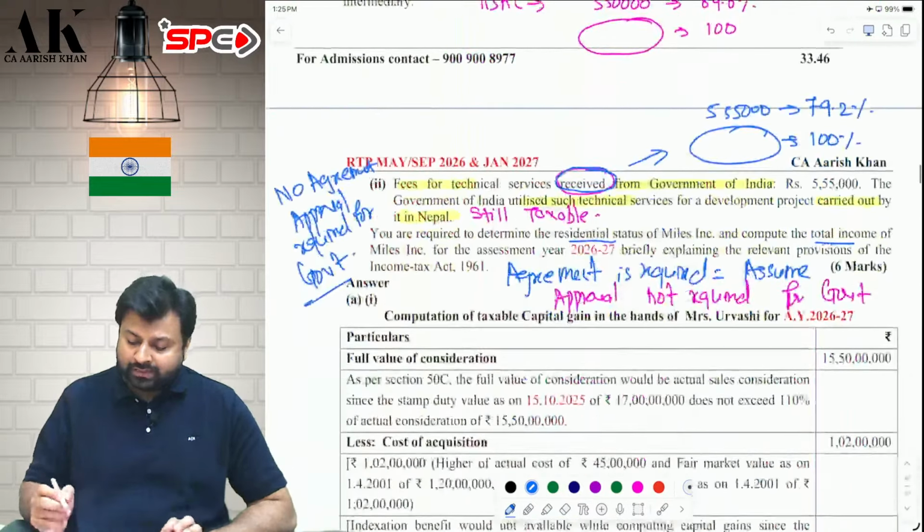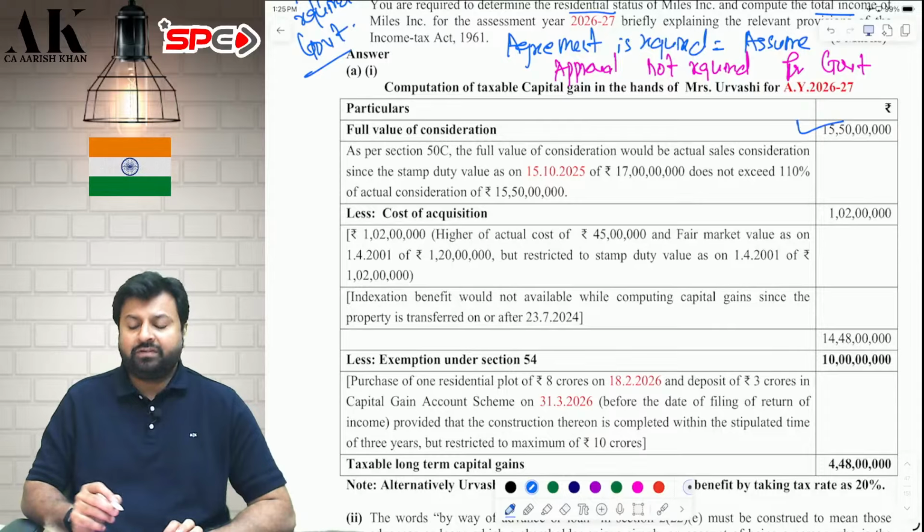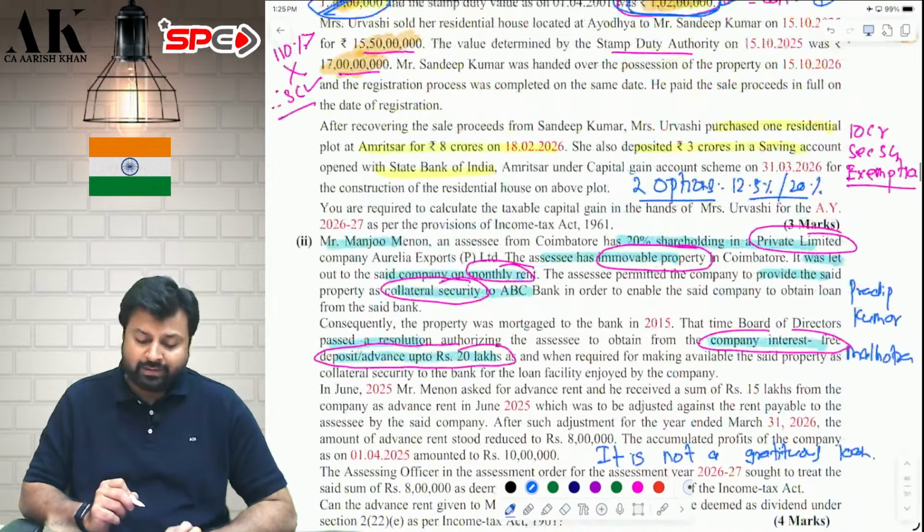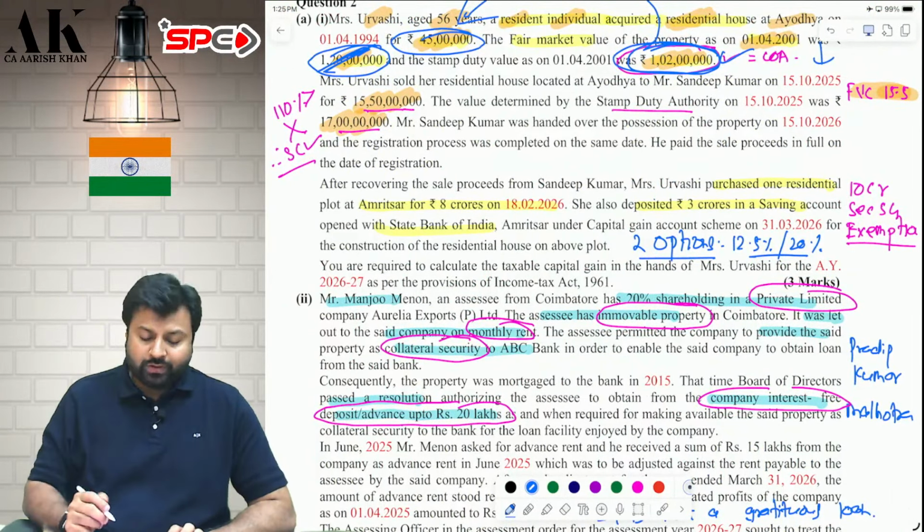So therefore, what is your sale consideration? Your sale consideration is 15 crore 50 lakhs and your actual cost is 1 crore 2 lakhs, and 14 crore 40 lakhs will be your capital gains. This is long term obviously because it is 24 months old.